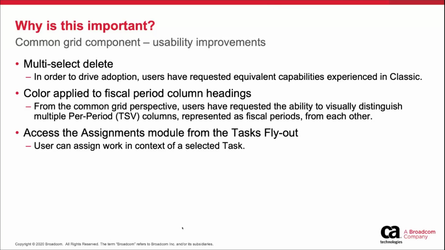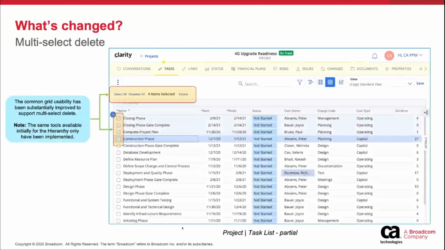Now, the assignments module being available in the task flyout really helps users assign work in the context of a selected task. So I can quickly isolate a task and see who's assigned or what roles are assigned or not in that flyout. So a little bit more detail.